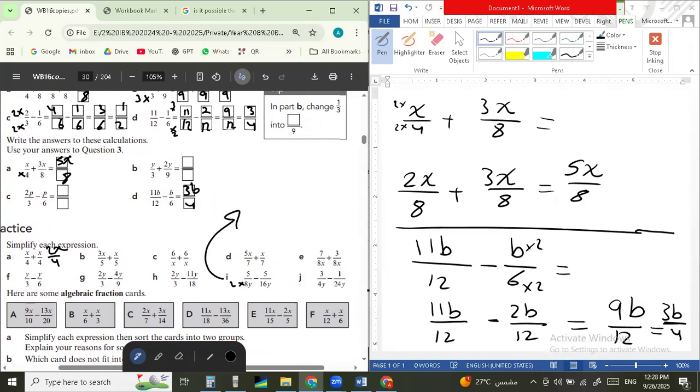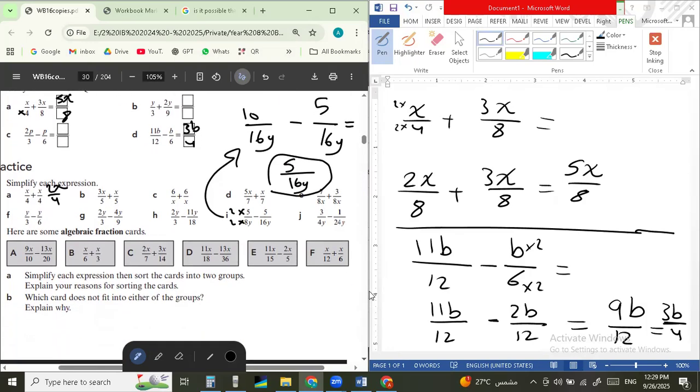So let's take it up here. Now I have to multiply 8y by 2, it's 16y, and here also 16y. But I multiplied down by 2, so up must also be multiplied by 2, so 10. And here the 5 stays the same. 10 over 16y minus 5 over 16y, the denominator stays the same, 16y. 10 minus 5 is just 5. Good? All right.